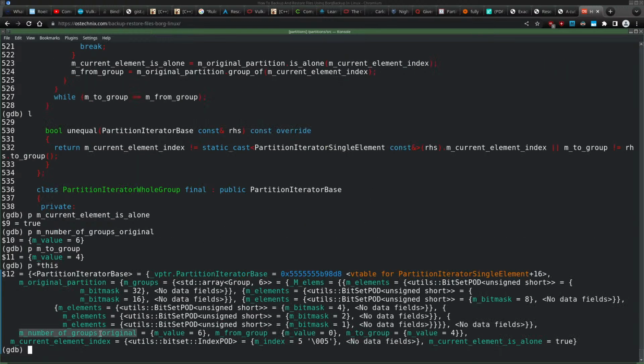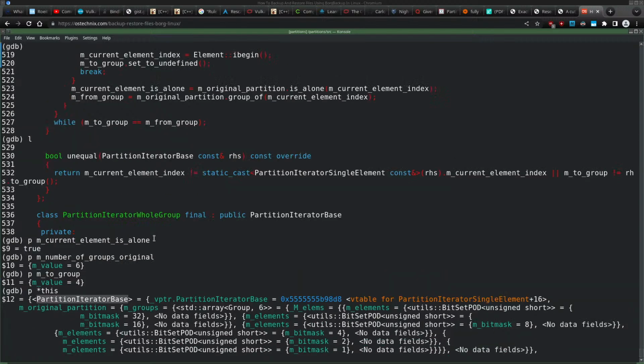You see, the number of groups of the original is 6. The original is simply 1 element in each group. I want to move from group 0, which contains 32, and we want to move 2 to the power 5 is 32. Well, that's correct, but we already did that. Now this is my iterator, and we want to do operator plus plus, so we want to go to the next iteration.